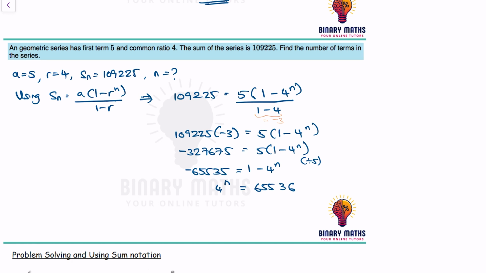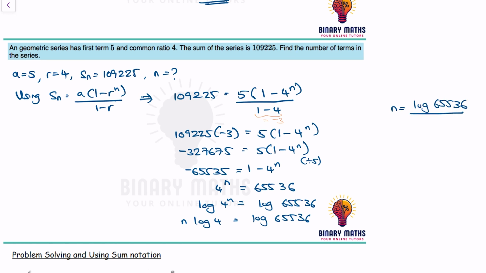So 4 to the power of n is equal to 65536. So log of 4 to the power of n is equal to log of 65536. So n log of 4 is equal to log of 65536. So n will be equal to log of 65536 divided by log 4. And that gives us a value of 8. So n is equal to 8.